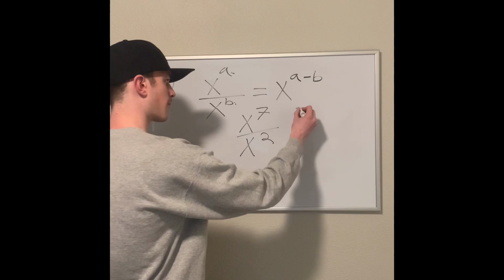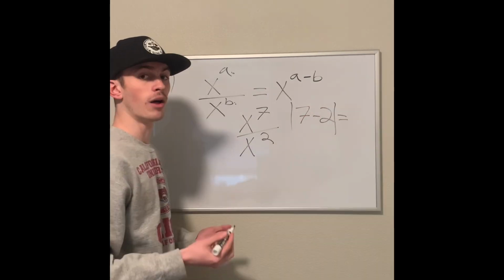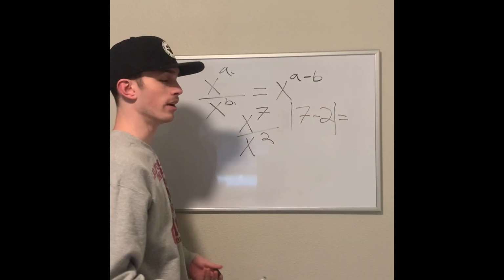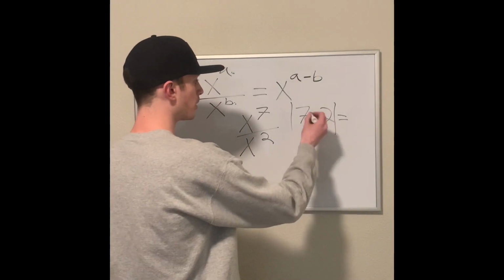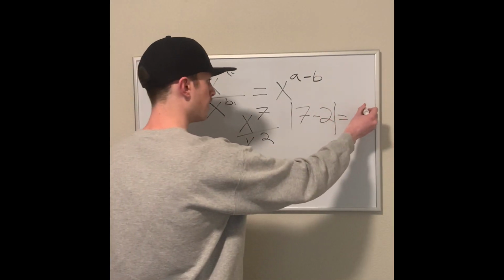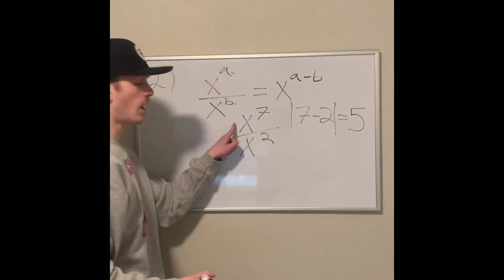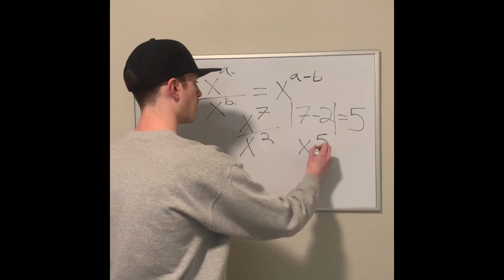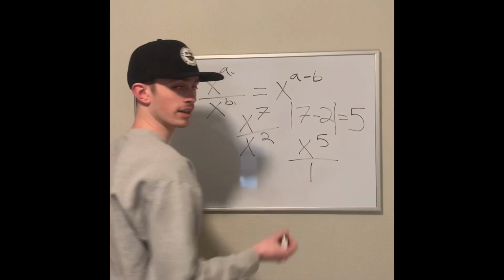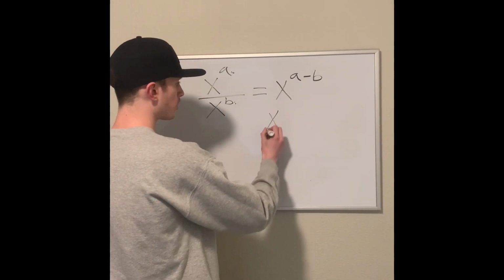I just take the difference between the top and the bottom. It will have to be positive no matter what. You cannot have any negative exponents. So the difference between 7 and 2 is 5, and it's on the top. So it will be on the top of the fraction. Just like this. Let's try the same thing, but a little different.